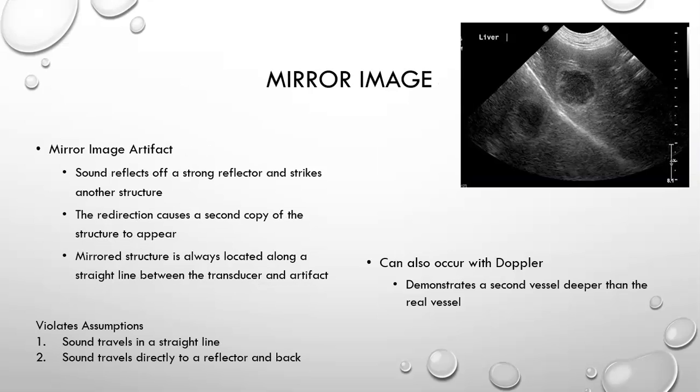Mirror image artifacts are another type of multi-path artifact. The sound travels to a strong reflector and then strikes another reflector, and this causes the second copy of the reflection to appear. We know that mirror image artifacts exist in that they're always located along a straight line between the transducer and the reflector.